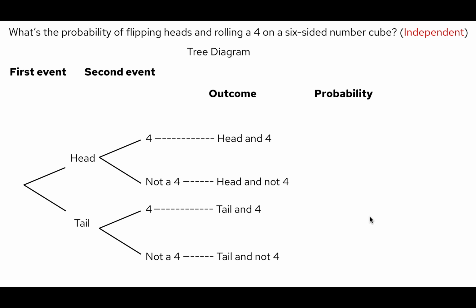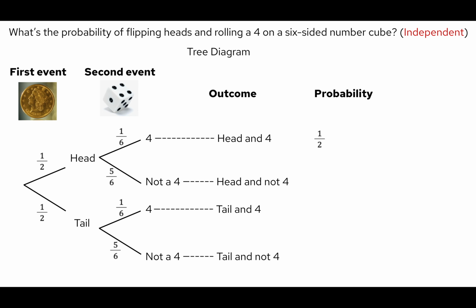So now we're going to figure out the probabilities. Here's my 1/2 multiplied by my 1/6, which equals 1/12. Now for the next one, I have my head, which is 1/2, and the probability of not a 4, which is 5/6, which equals 5/12.